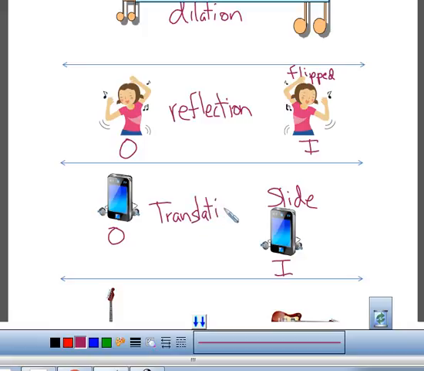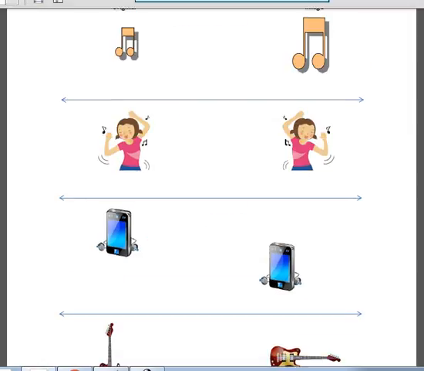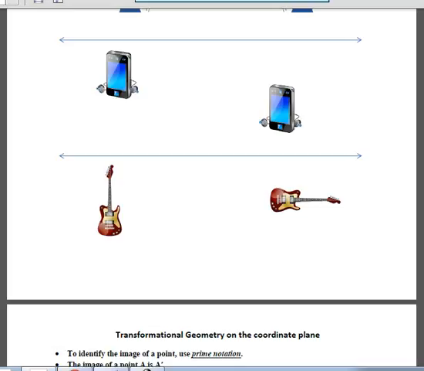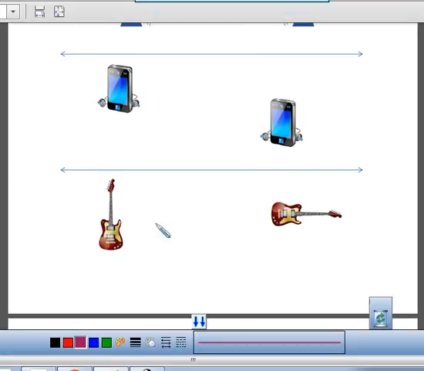Now, I think remembering reflection is an easy one. Translation is a little bit harder, but I think of the S and L in translation, and we also have that in the word slide, so it kind of helps you to link or connect those two things. And then the last example we have on page 3 is the guitar, and it looks the same, it's just facing a different way.